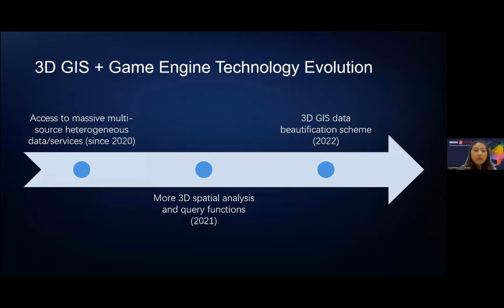The development of 3D GIS and the game engine is from 2020. At the beginning, it can access massive multiple source heterogeneous data and services. In 2021, we achieved more 3D spatial analysis and query functions. And this year, we improved the 3D GIS data beautification scheme to make rendering more efficient.